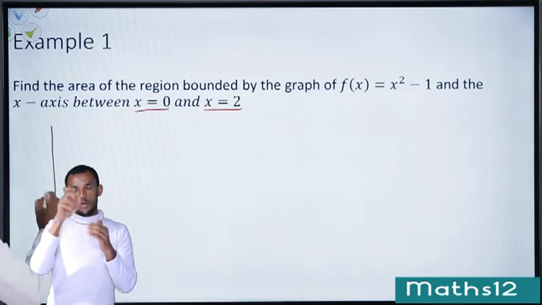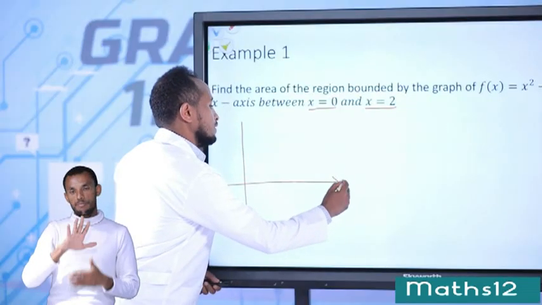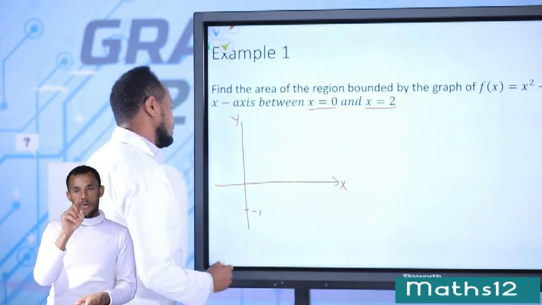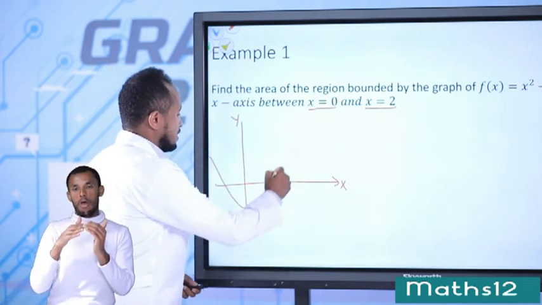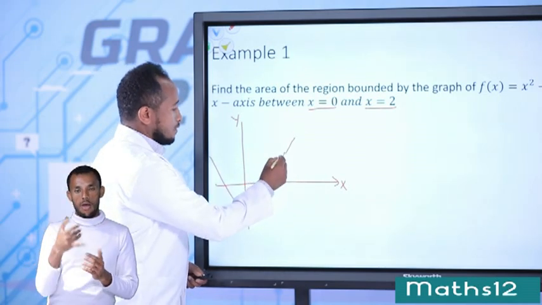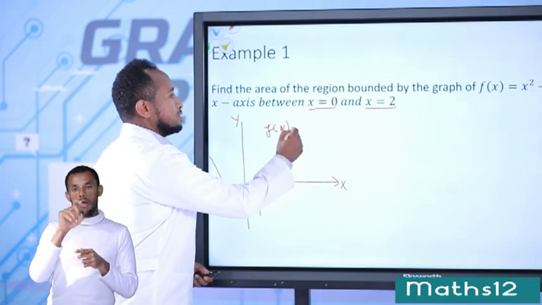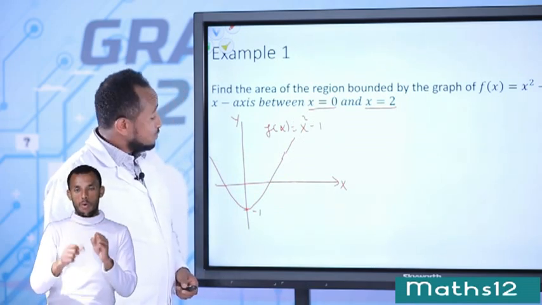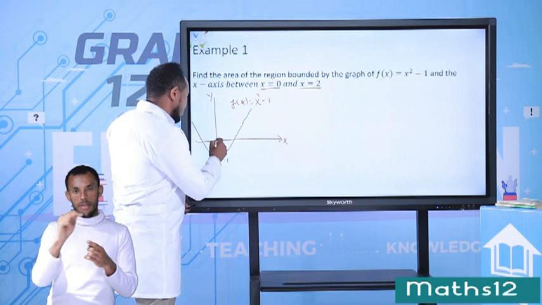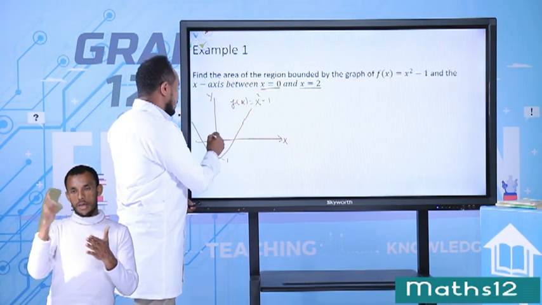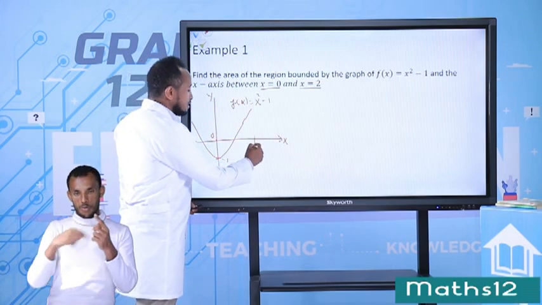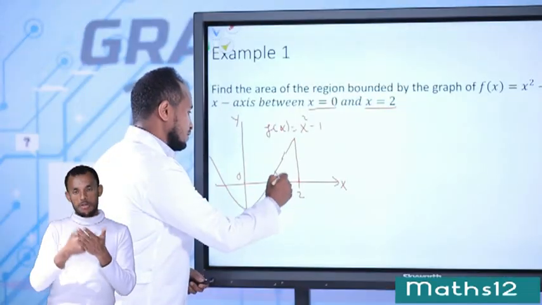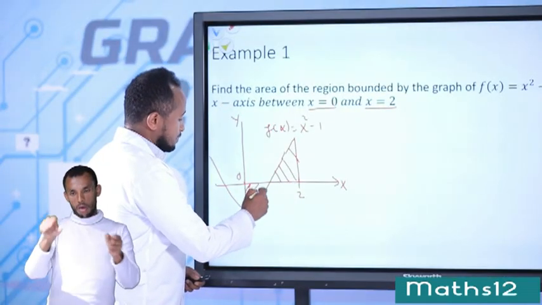Look at the graph, x, y. The graph of x squared minus 1, as it is from minus 1, it moves upwards, a parabola. This is a graph of f of x is equal to x squared minus 1. So we are asked to find the region bounded by this curve and the x-axis from 0 to maybe 2, which is near here. So you are asked to find this region, this area.